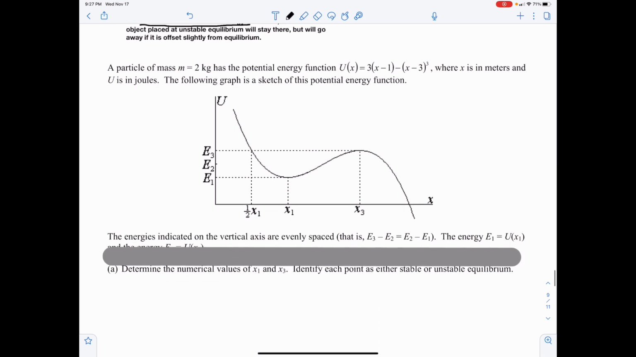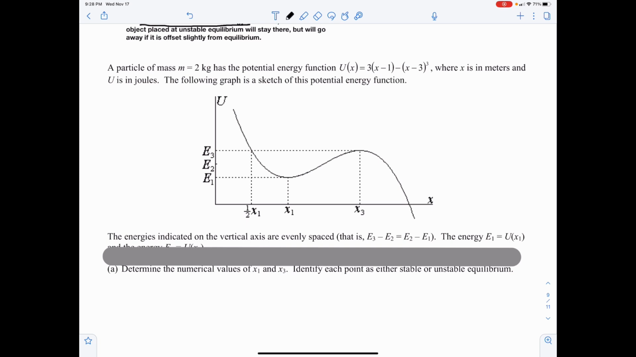All right, let's take a look at this example. We have a particle of 2 kilograms that has the potential energy function u of x equals 3 times the quantity x minus 1 minus the quantity x minus 3 cubed, where x is in meters and u is in joules. The following is a graph of the potential energy function.